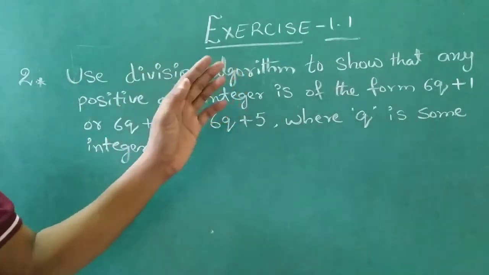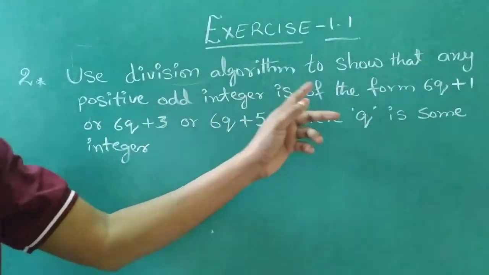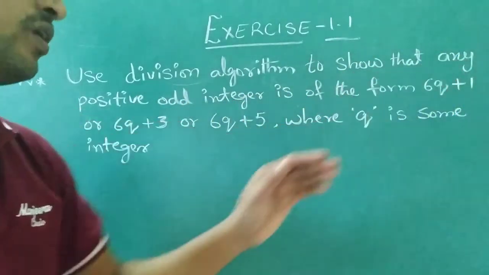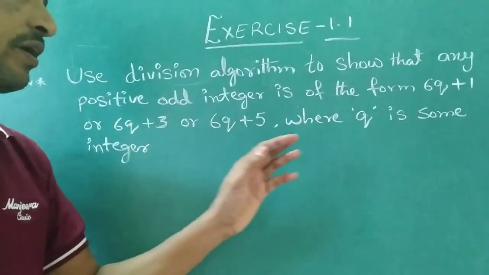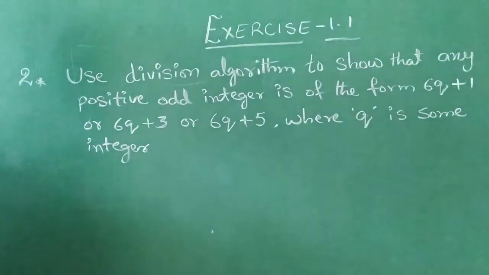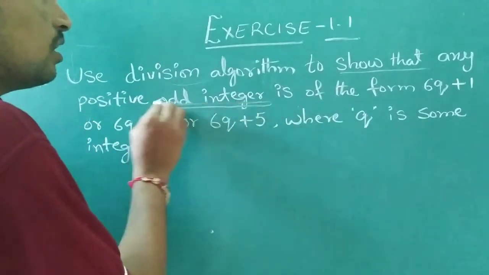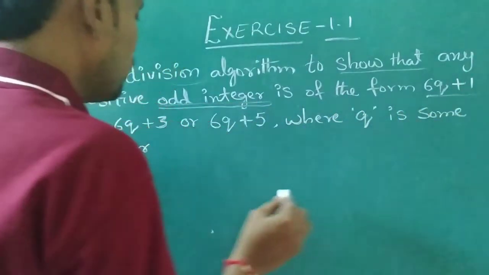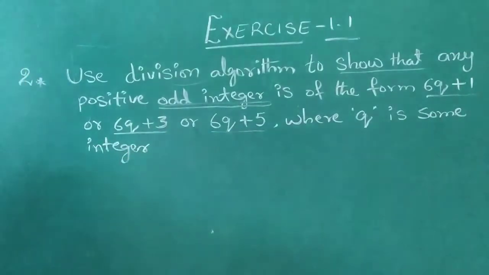Use the division algorithm to show that any positive odd integer is of the form 6q plus 1 or 6q plus 3 or 6q plus 5, where q is some integer. So what do we have to show in this? We need to show the odd integer in the form of 6q plus 1, 6q plus 3 or 6q plus 5.